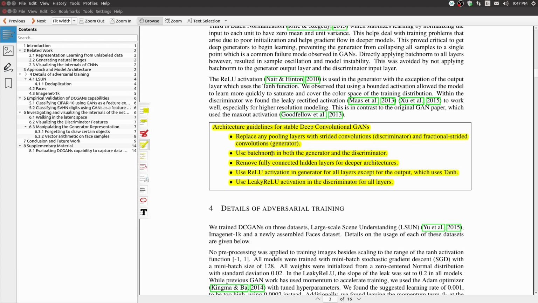Use batch norm in both the generator and the discriminator. Remove fully connected hidden layers for deeper architectures. Use ReLU activation in the generator for all layers except for the output, which uses tanh. Use leaky ReLU activation in the discriminator for all layers.